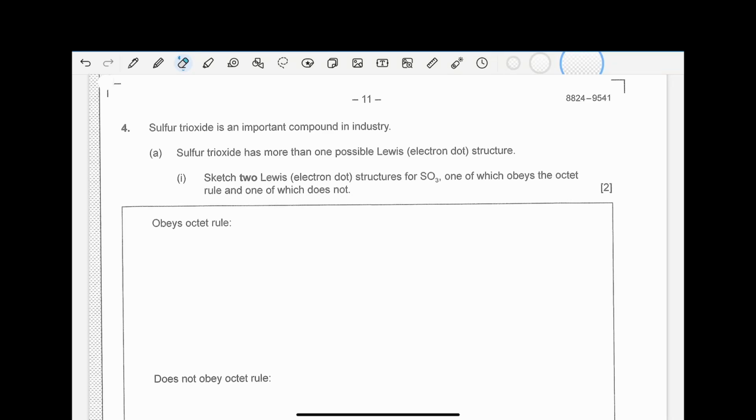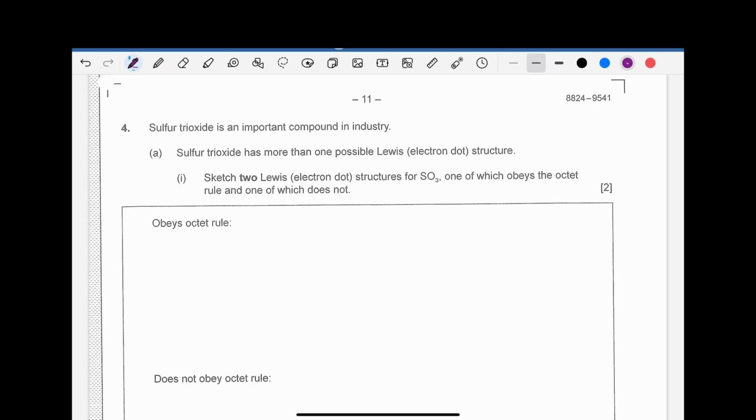Sulfur trioxide is an important compound in industry. Sulfur trioxide has more than one possible Lewis structure. 1. Sketch two Lewis structures for SO3, one which obeys the octet rule and one of which does not. So let's start with the first one, which obeys the octet rule.